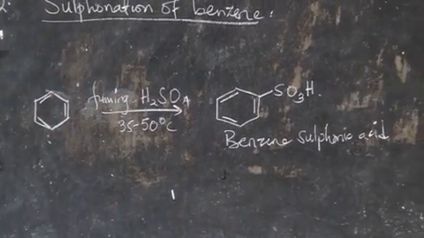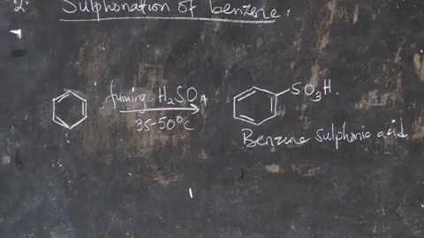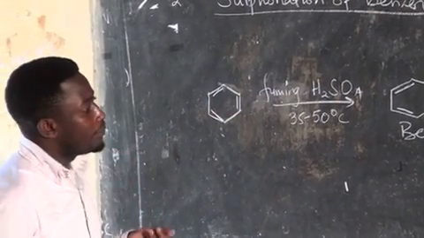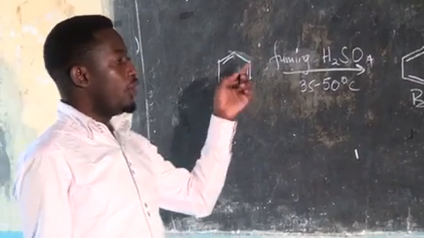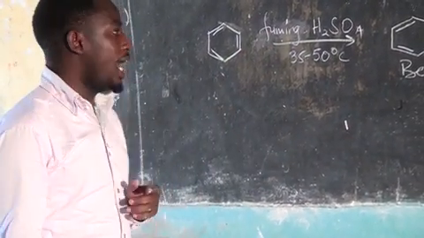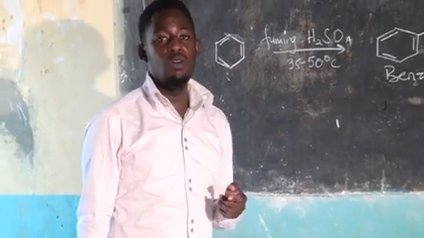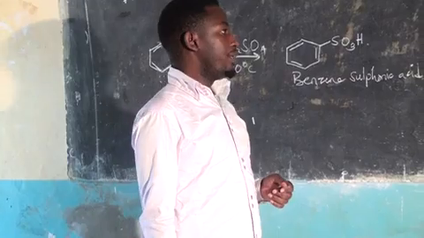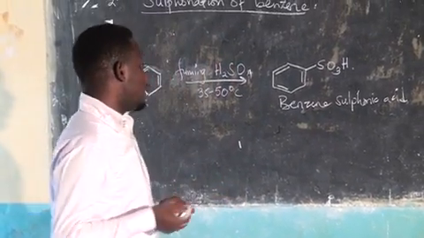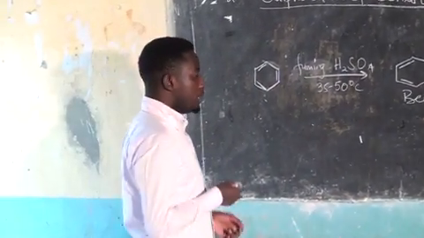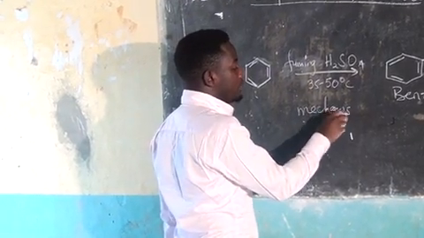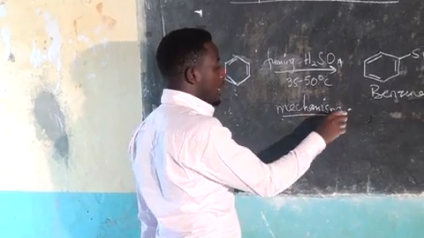So, sulfonation of benzene requires the reactivity of benzene with fuming sulfuric acid at a temperature of about 35 to 50 degrees Celsius. Let's look at the mechanism. We want to see how the reaction takes place.